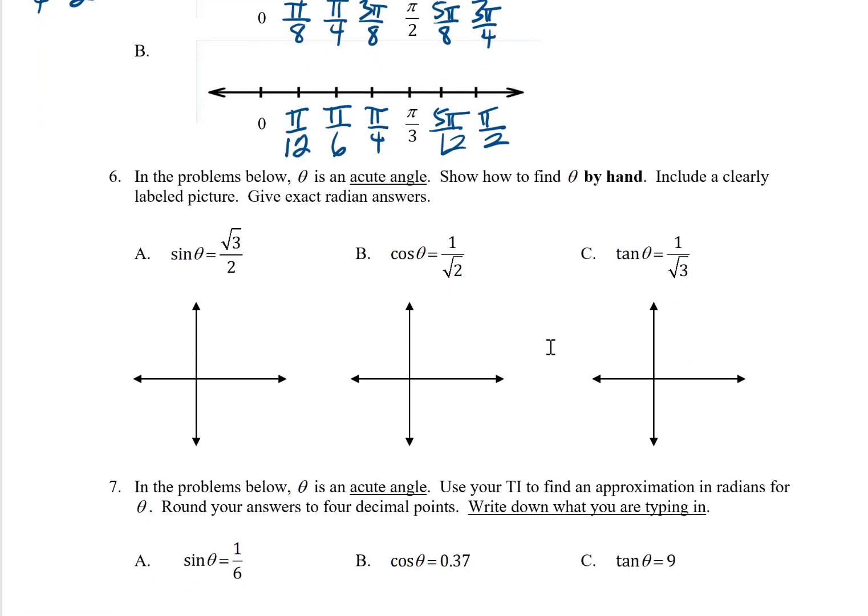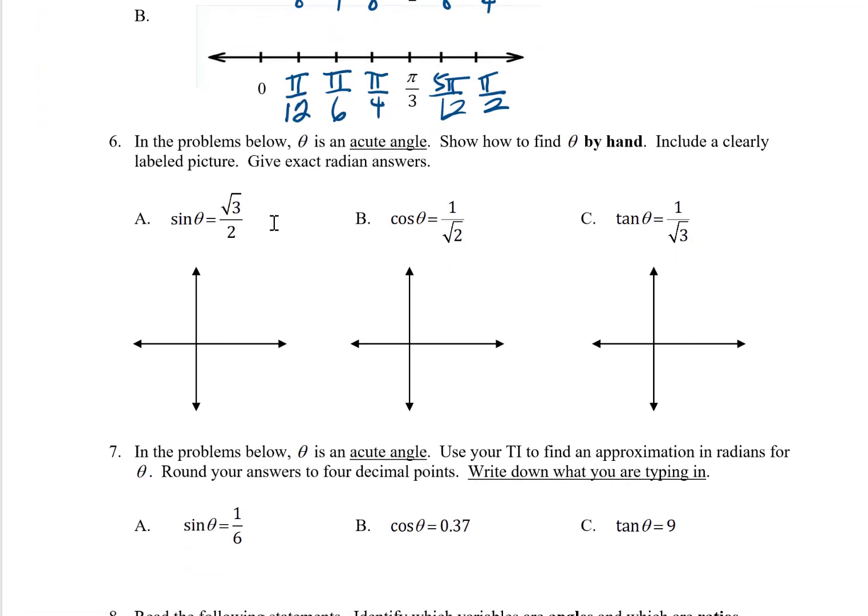Problem 6. We're given a trig statement here. We know the ratio. We don't know the angle. We want to find the angle by hand using a picture. Well, the key here is we know that in each case, theta is an acute angle. That means between 0 and 90. It's right there in the first quadrant. So a quick triangle picture in the first quadrant should give me my answer.